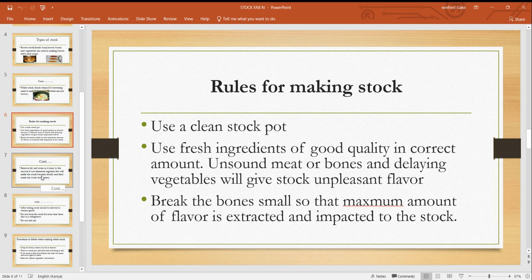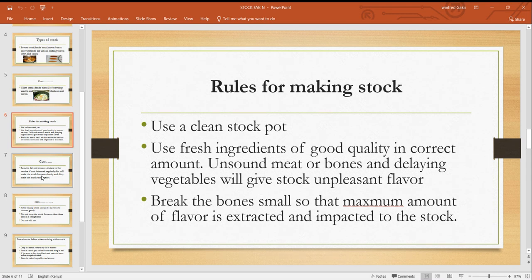So in this case, when you're producing the stock, we need to use fresh ingredients from the market so that it can give us the correct amount and the correct pleasant flavor of the stock and the meals that you're going to produce when you're using the stock. Remember, the stock is the mother of every food item that we produce in the kitchen. So we use fresh ingredients of good quality to give us good quality of the meals that we produce.